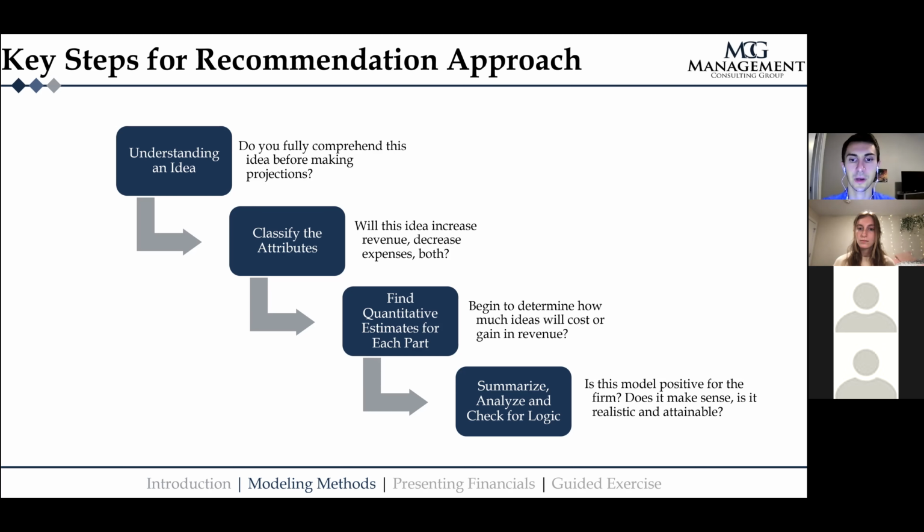And finally, summarize, analyze, and check for logic. Is the model positive for the firm? Does it make sense? Is it realistic? It's just that basic check at the end. If you're saying that your recommendation is going to make $1 trillion, that's probably not going to happen, right? So make sure that your model is actually somewhat realistic.